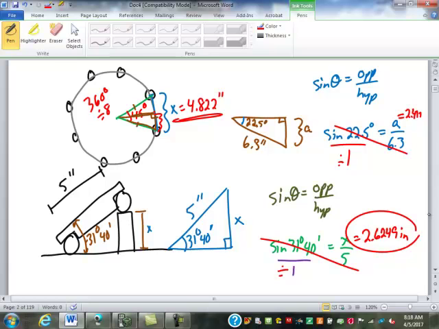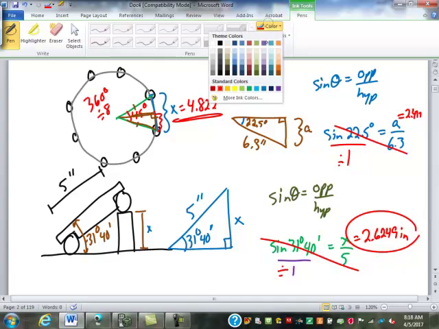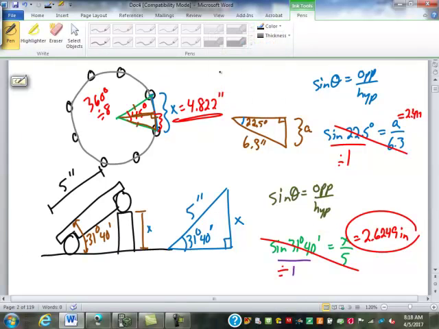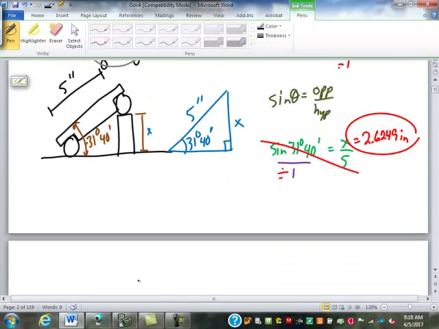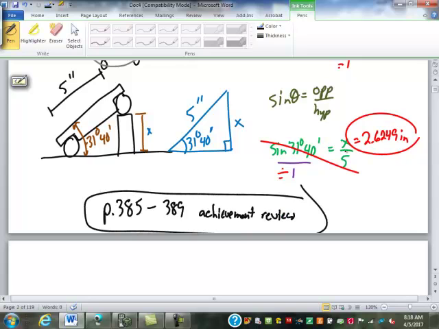Any other questions? Okay, well, in that last packet I gave you, a good review starts on page 385. I believe it goes up to page 389. It's the achievement review. Good place to start to review for a test.